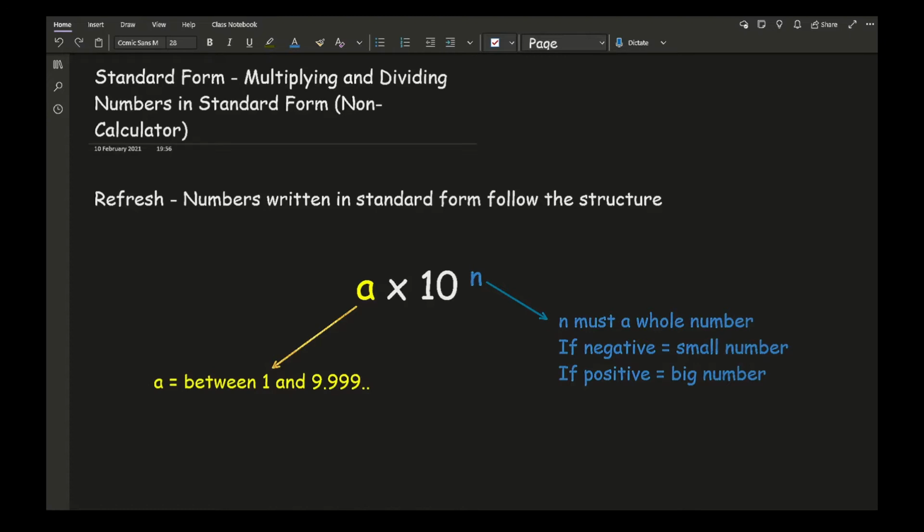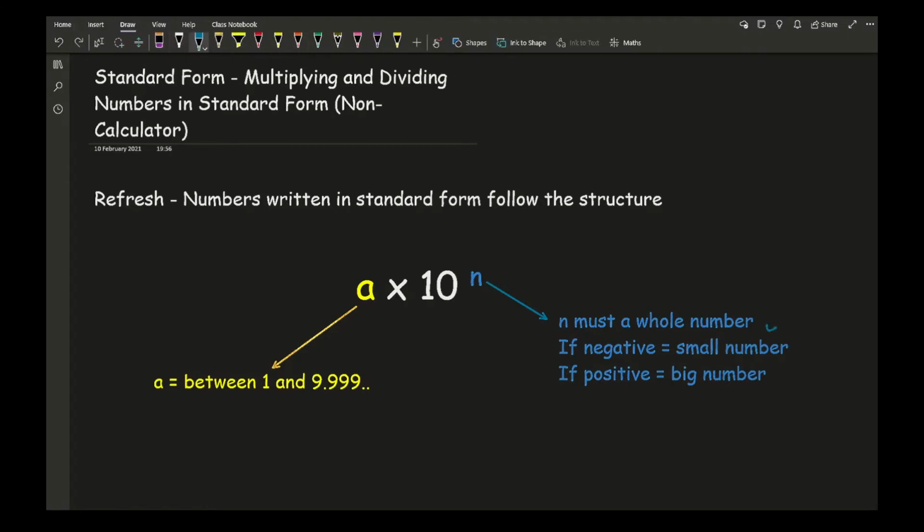And the next thing is the power. So you always multiply by 10, that's never going to come into question. It's never times 8 or times 5, always times 10. Now the power can only be a whole number. It can't be a fraction, it can't be a decimal, it can only be a whole number. However, it can be positive or it can be negative. Now if the power is negative, then that's usually going to represent a small number, so basically a number that's between 0 and 1. So let me just make a quick note of that.